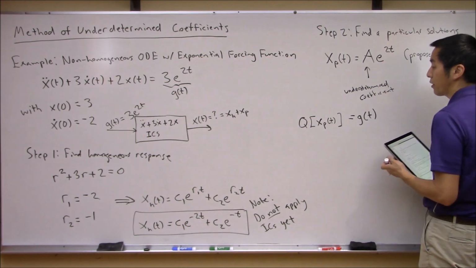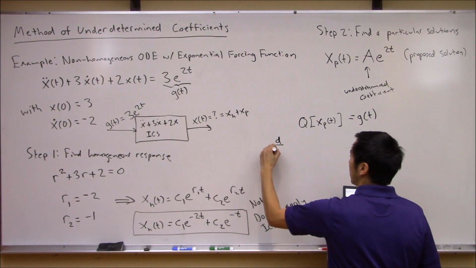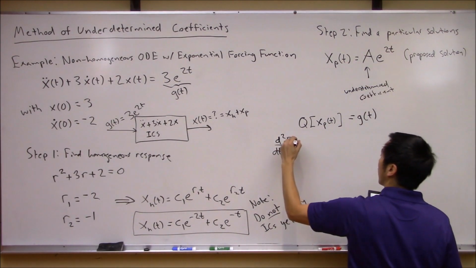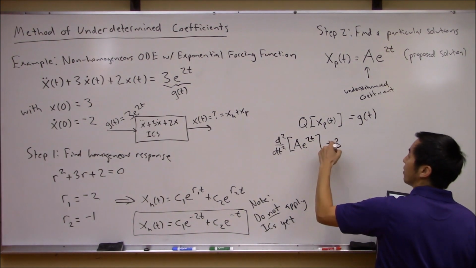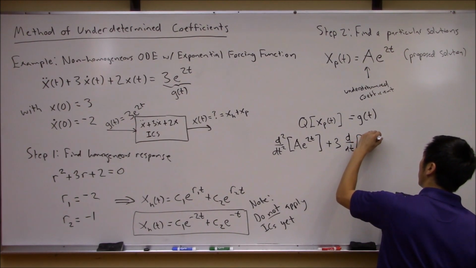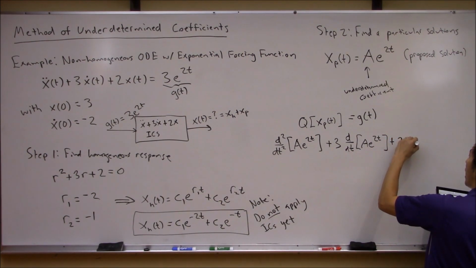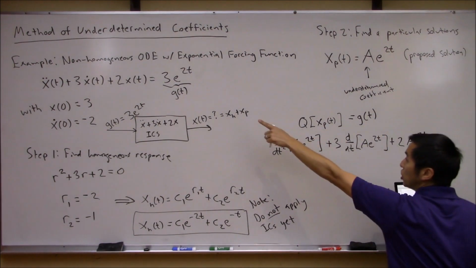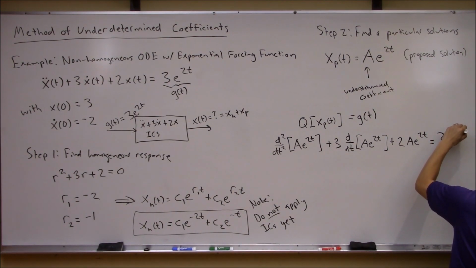Okay, great. Let's write out the left-hand side. This is just d/dt squared, the second time derivative of xp. Well, xp is what we're proposing: a e to the 2t. Plus 3 times d/dt of a e to the 2t, plus 2 times a e to the 2t. And that has to equal G of T. Well, what is G of T? It's right there: 3e to the 2t.